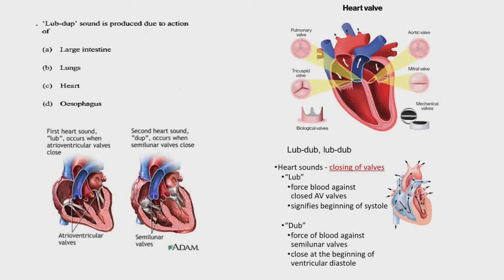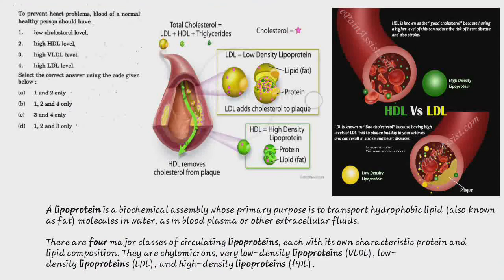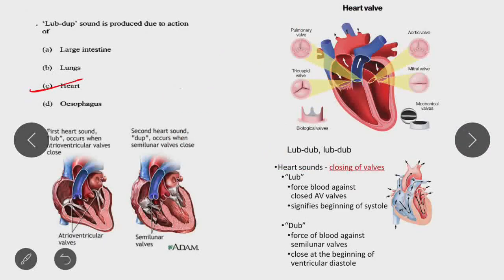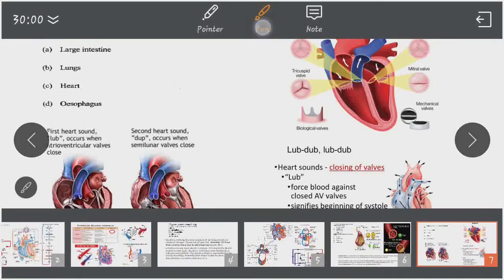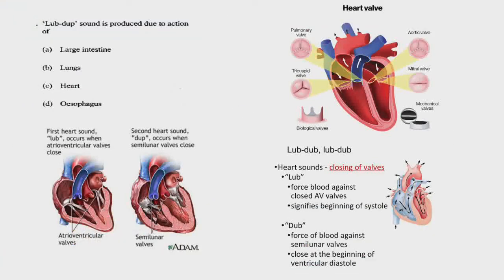Now the next question says, lub-dub sound is produced due to action of. So we all know that lub-dub sound is produced by the action of the heart only. There is no relation to the large intestine, lungs and esophagus. So it is very obvious that the correct answer here is the heart, but we will see the explanation to this. Now you see here I have given a diagram which shows the heart valves.